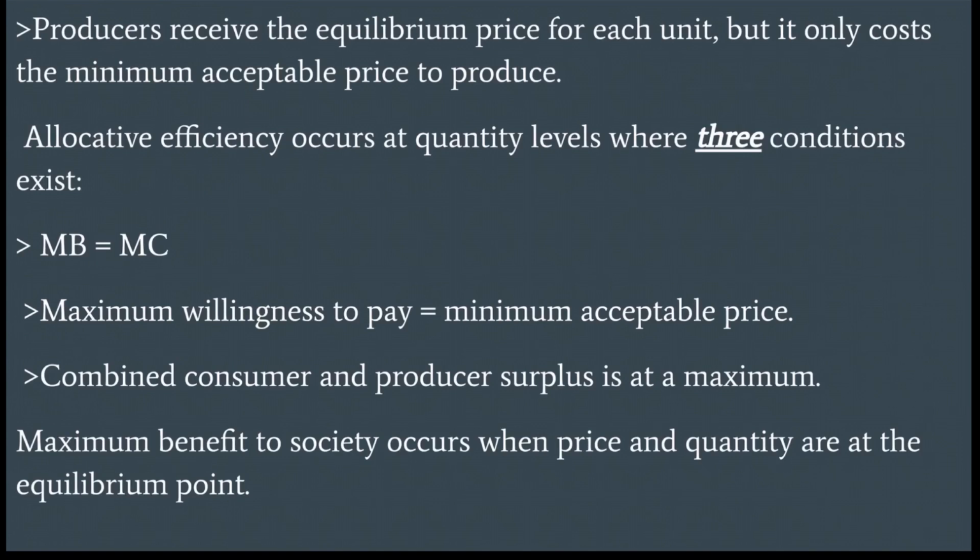Allocative efficiency occurs at quantity levels where three conditions exist. MB is equal to MC. Maximum willingness to pay is equal to minimum acceptable price. Combined consumer and producer surplus is at a maximum. Maximum benefit to society occurs when price and quantity are at the equilibrium point.